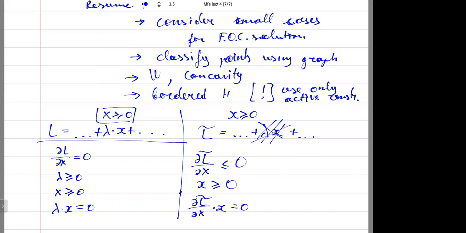Exactly, you're completely right. In one point, you have one active constraint. In the other point, you have two active constraints. We should obtain points before checking second order conditions. You cannot use one general formula. The size of the Hessian matrix will be different in one point and in the other point. Yeah, you are completely right.